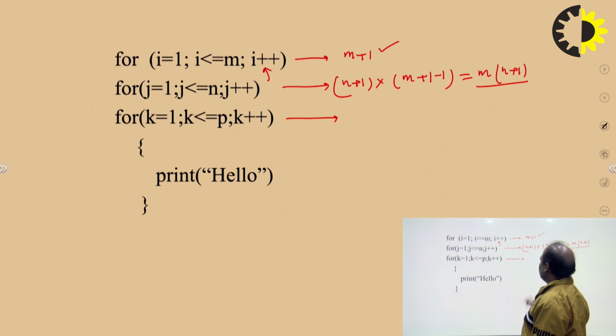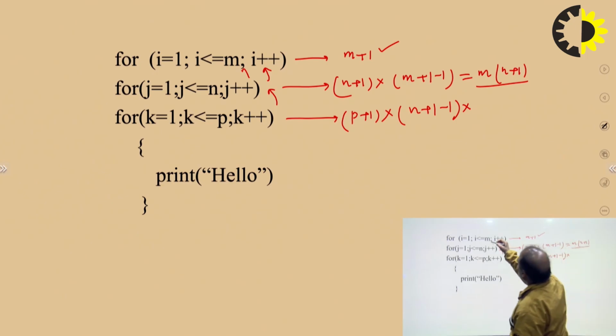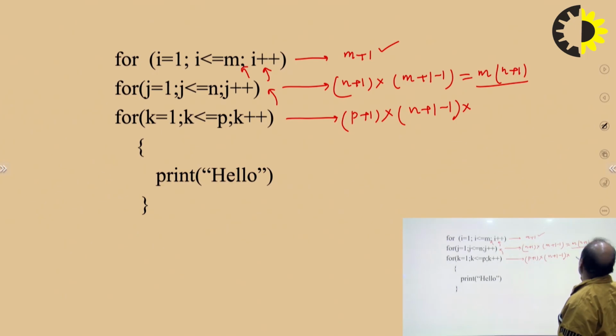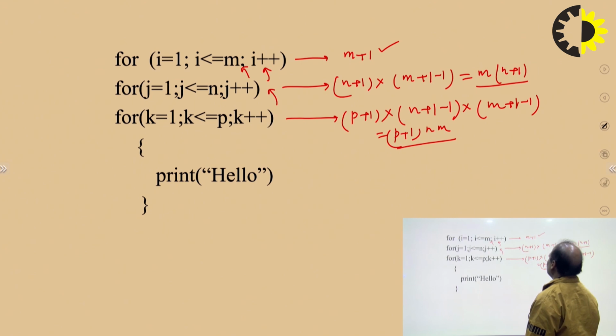Okay. Similarly, if you just start here, p plus 1 loop. And this is the body of the previous one. So the body of the previous one is n plus 1 minus 1. Simple. And now this is the body of the previous one, and this will be m plus 1 minus 1. So it's very simple, p plus 1 into nm. That is how we are computing.